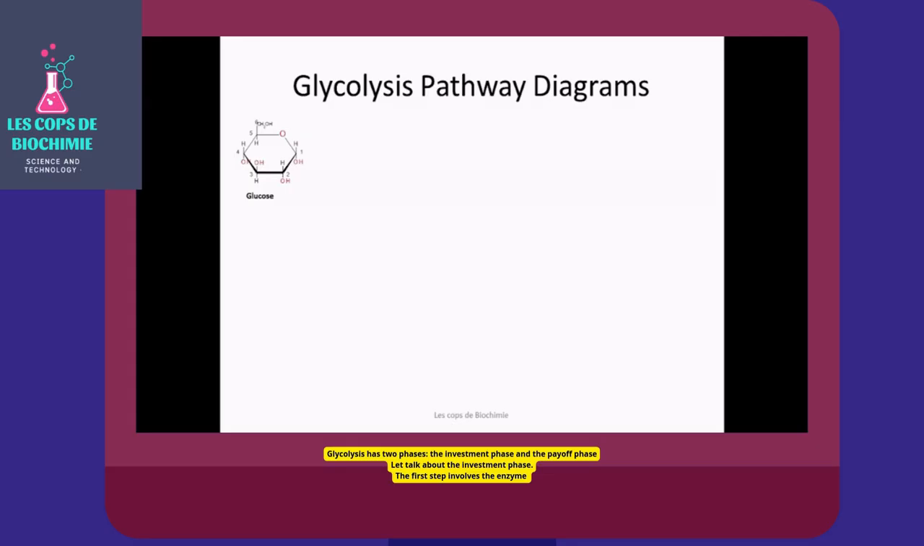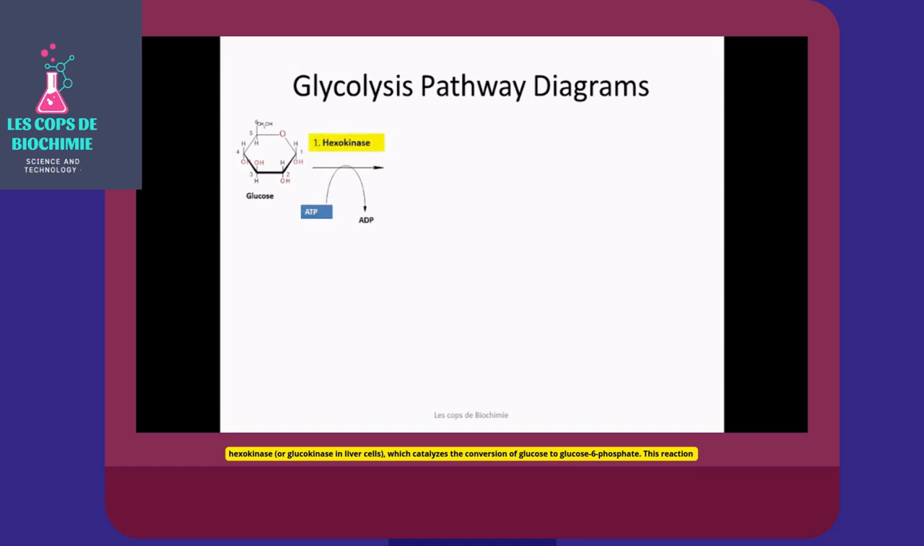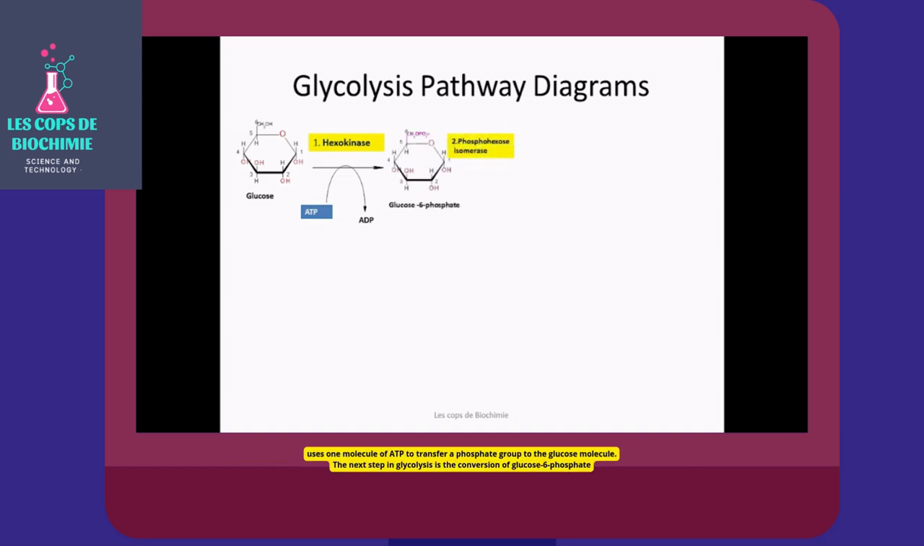Glycolysis has 2 phases, the investment phase and the payoff phase. Let's talk about the investment phase. The first step involves the enzyme hexokinase, or glucokinase in liver cells, which catalyzes the conversion of glucose to glucose 6-phosphate. This reaction uses 1 molecule of ATP to transfer a phosphate group to the glucose molecule.